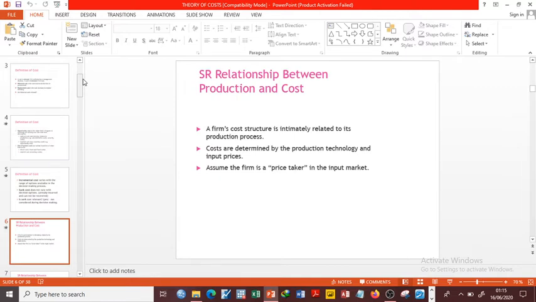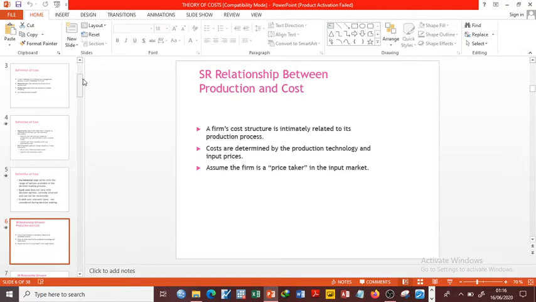Now let's look at the relationship between production and cost. There is a relationship between production and costs. Why? Because you cannot incur costs when you are not producing. You cannot incur any cost if you are not producing any output. So a firm's cost structure is intimately related to its production process, and that's what I mean: you cannot incur costs when you are not producing.